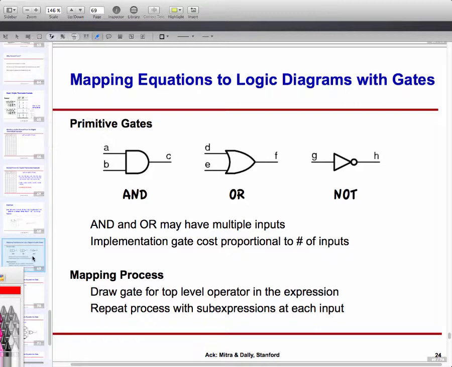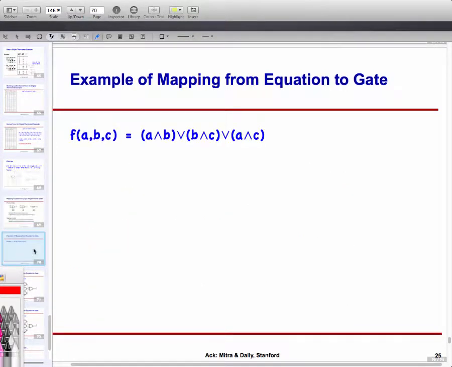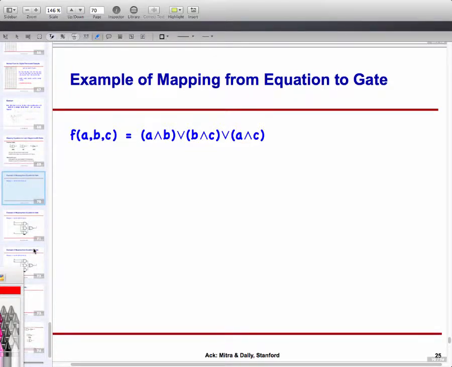In Logisim, you have the same story. When you select an AND gate in Logisim, you can change how many inputs it has. It can go anywhere from, I think, 2 inputs to 5 or 8 inputs or something. You can have a large number of inputs to a gate. So the mapping is pretty straightforward. Let's look at this one. We have a function ABC, which is A and B or B and C or A and C. What function is this again? Majority function. Seen it many times.